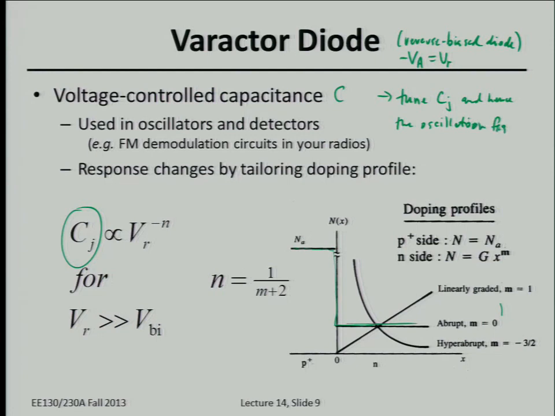So you might have seen this in EE40 or the equivalent. The fundamental frequency of oscillation is determined by some inductor in the circuit and then some capacitor. Basically, in the old days when you tuned the station on the radio, you tuned the frequency, the transmission frequency. So a reverse bias diode can be used as an adjustable capacitance. So that's called a varactor.